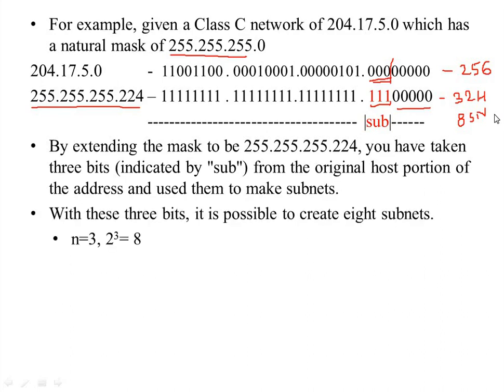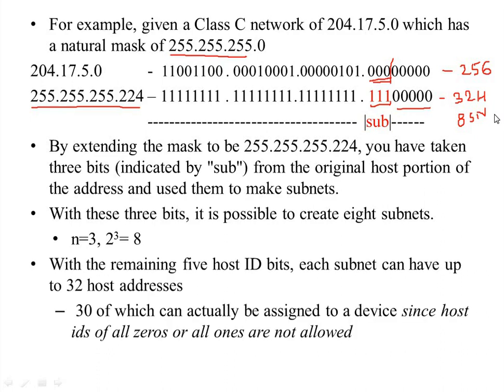Now how are you going to represent it, how many subnets are you going to design, how many bits are you taking? 3 bits. So small n is equal to 3, so 2 raised to 3 is equal to 8 subnets I am going to design in this IP address. And hosts will be now only 32. All zeros and all ones are not allowed, so only that many you can actually assign to devices in that network.